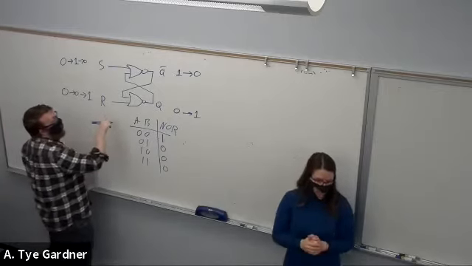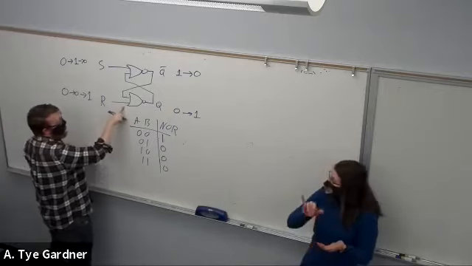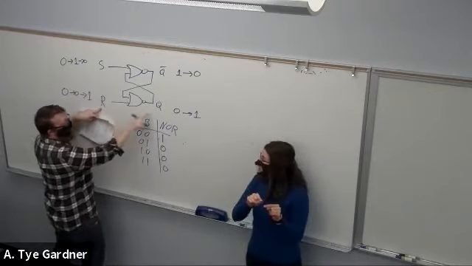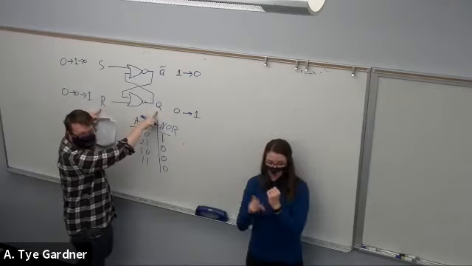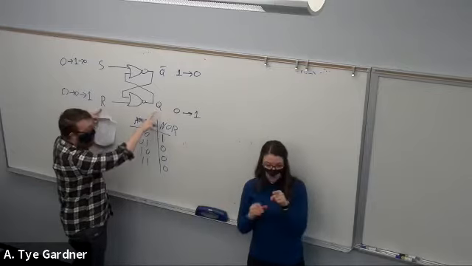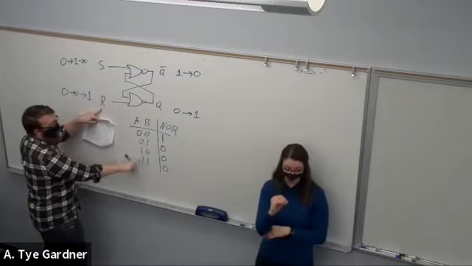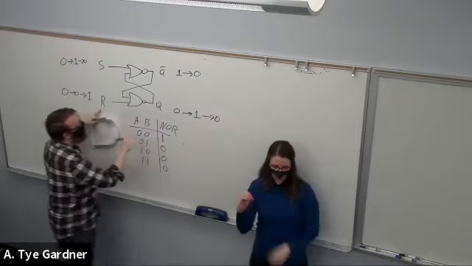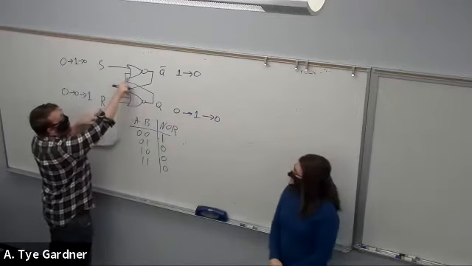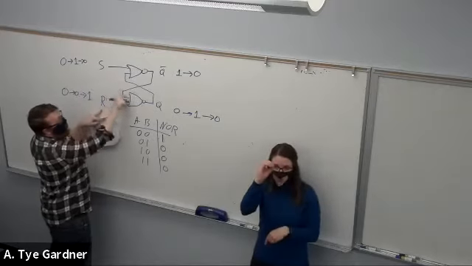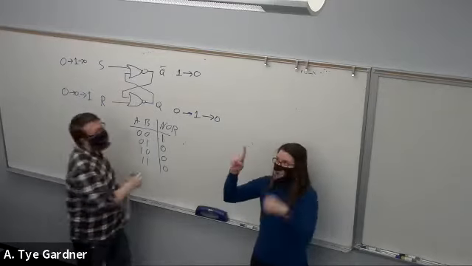Okay, so that means reset here is 1. That means we know the output Q has to be what? 0. Because if there's any 1s, the output is 0. Then Q feeds back around. Set, I said, went back to 0. Therefore, 0, 0 is 1.